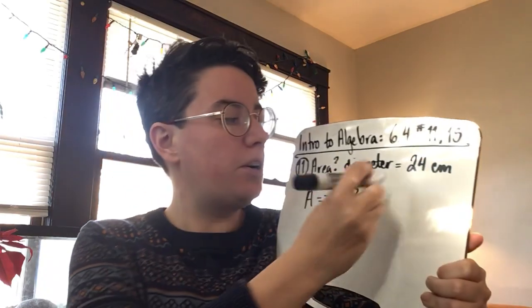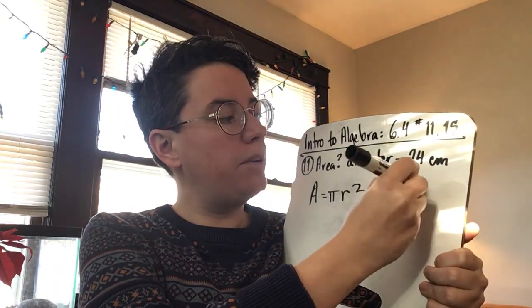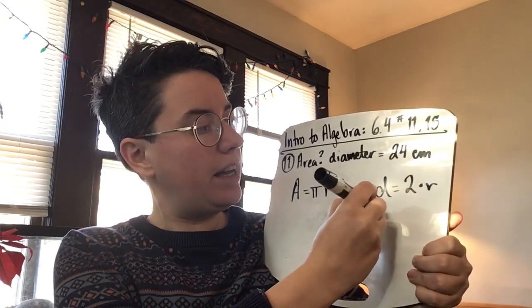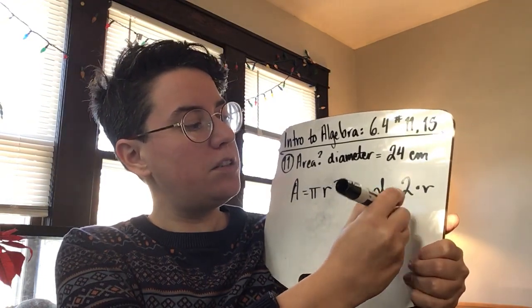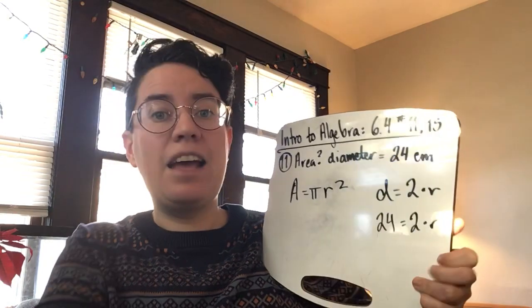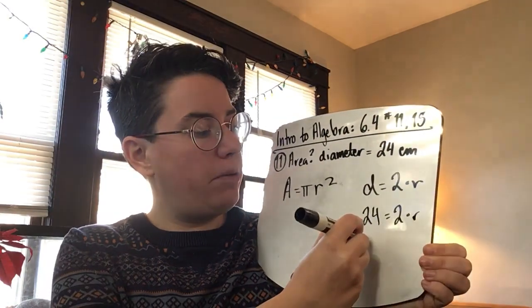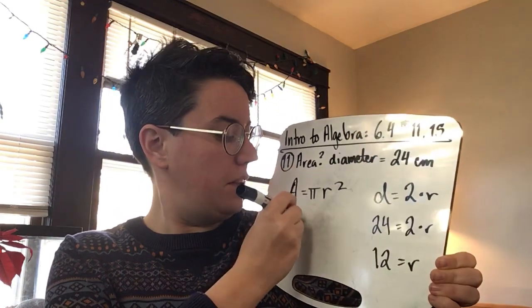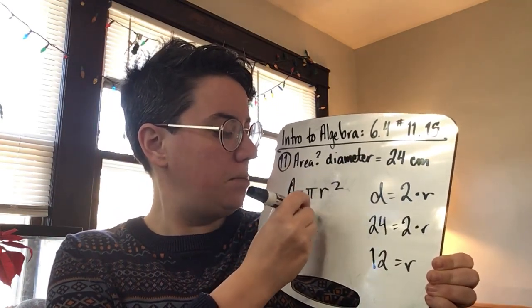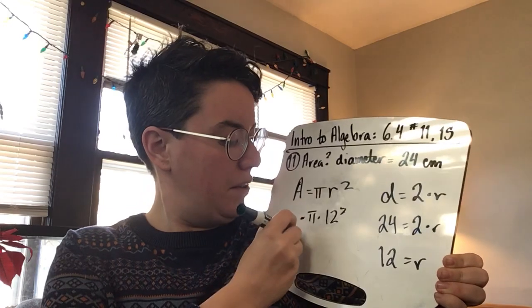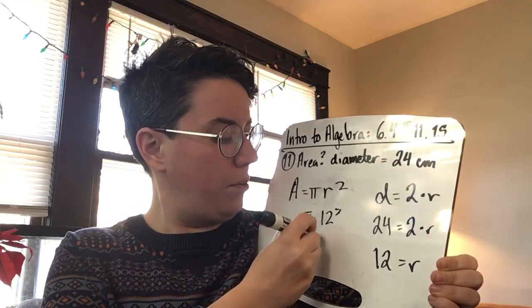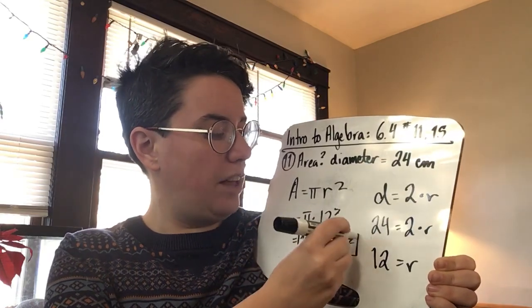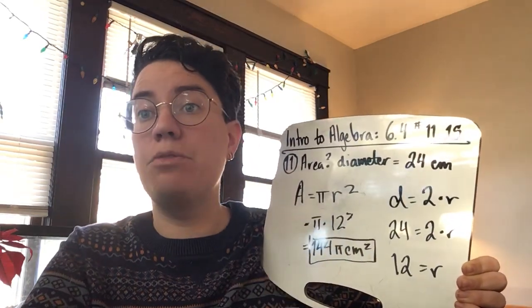Here we have the diameter, and so we have to remember that the diameter is 2 times the radius. So therefore, if my diameter is 24 centimeters, my radius is half of that. So my radius is 12 centimeters. Now when I plug that in, I end up with pi times 12 squared, which equals 144 pi centimeters squared. So this is the answer left in terms of pi, and it says do it in both.